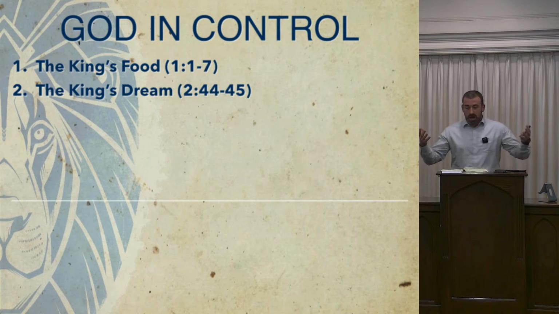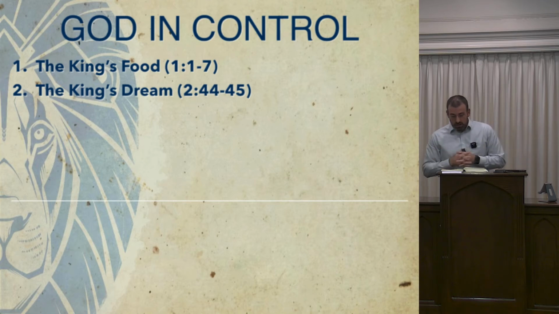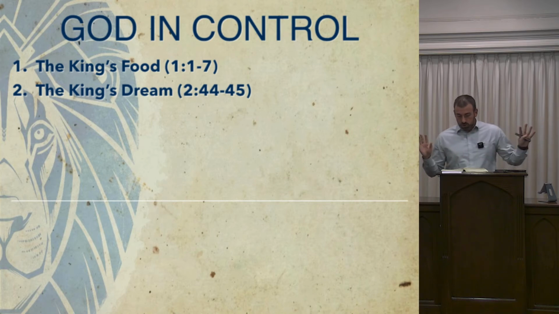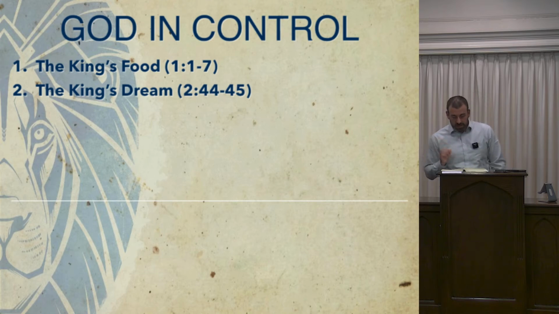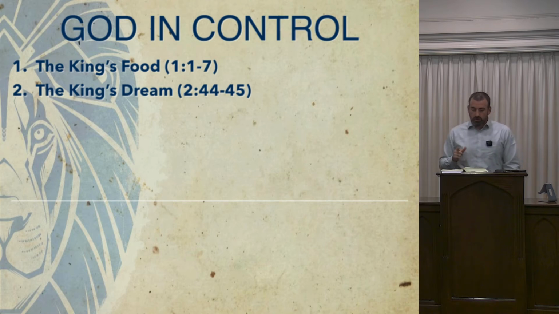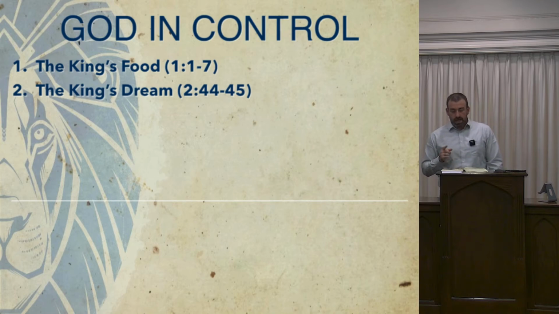And then God, it says, in the days of the fourth king, will establish his kingdom. Verse 44. In the days of those kings, the God of heaven will set up a kingdom that shall never be destroyed, nor shall the kingdom be left to another people. It shall break in pieces all these kingdoms and bring them to an end, and it shall stand forever. Just as you saw that stone was cut from a mountain by no human hand, and that it broke in pieces the iron, bronze, clay, silver, and gold, a great God has made known to the king what shall be after this. The dream is certain, and its interpretation sure.